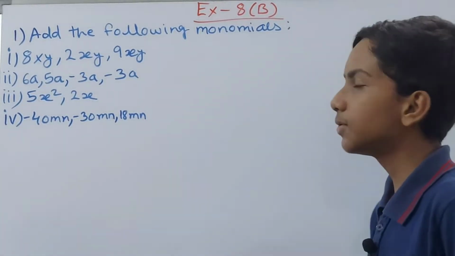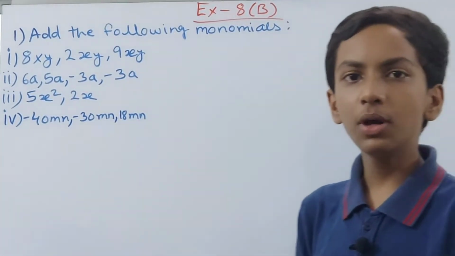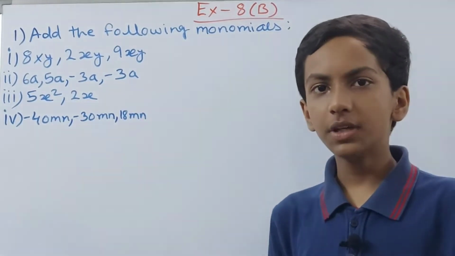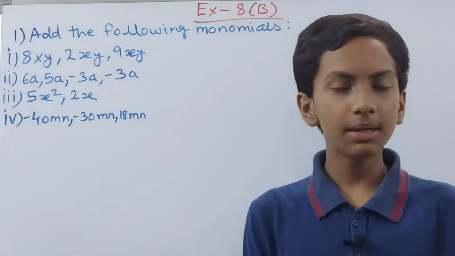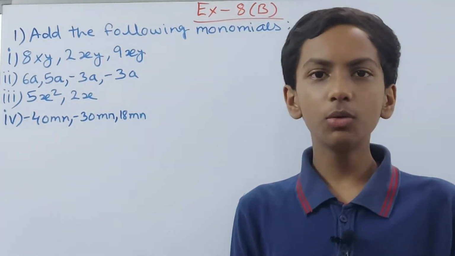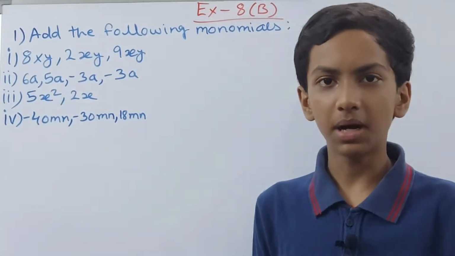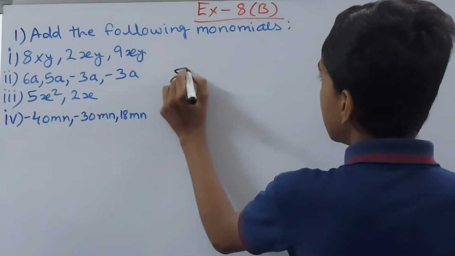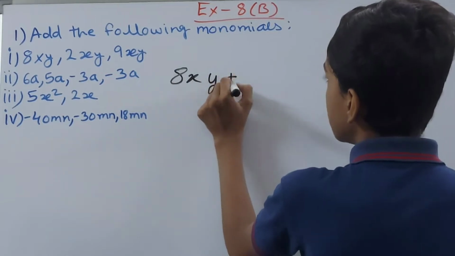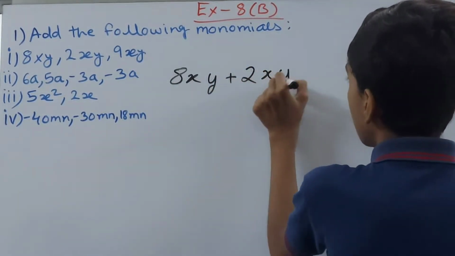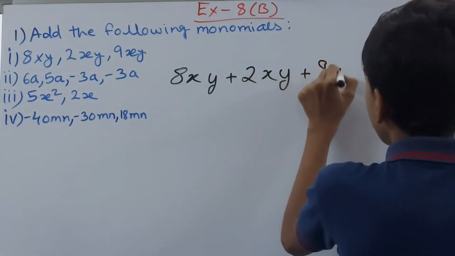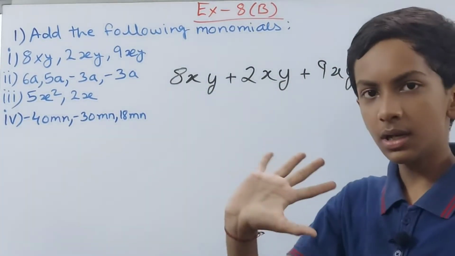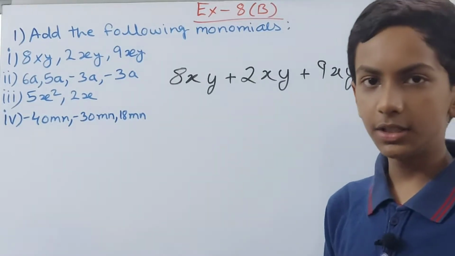Now you also have to see one thing, that we have to add the like monomials in this. We can only add the like ones, and by like ones what do I mean? Monomials which have the same variable part. Now here you see the first one, we have 8xy plus 2xy plus 9xy. All the terms have xy as their variable part, so these are like terms.